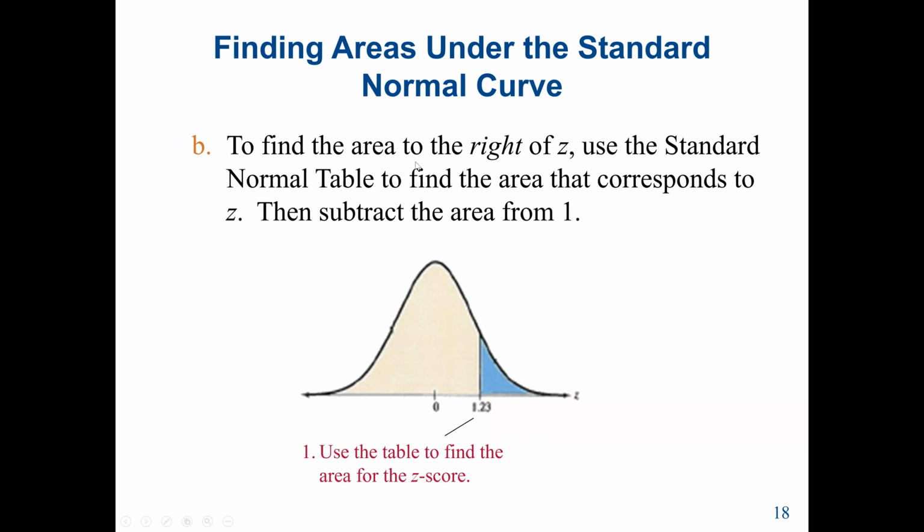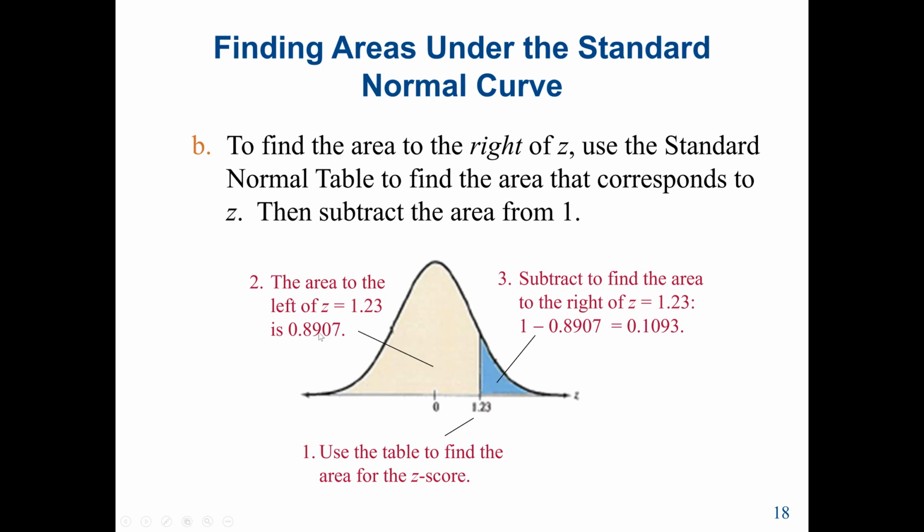So here, to find the area to the right of z, first we use the standard normal table to find the area that corresponds to z. Then we subtract that from 1, and then we get the blue area. Always remember, when you have a z value and you are reading from the standard normal table, the value that you get is read from the left, not from the right. So if I have 1.23, I go to the standard normal table. The corresponding area that I get is from the left up to that 1.23. So if I'm looking for the area to the right, then I'll subtract that value from 1.